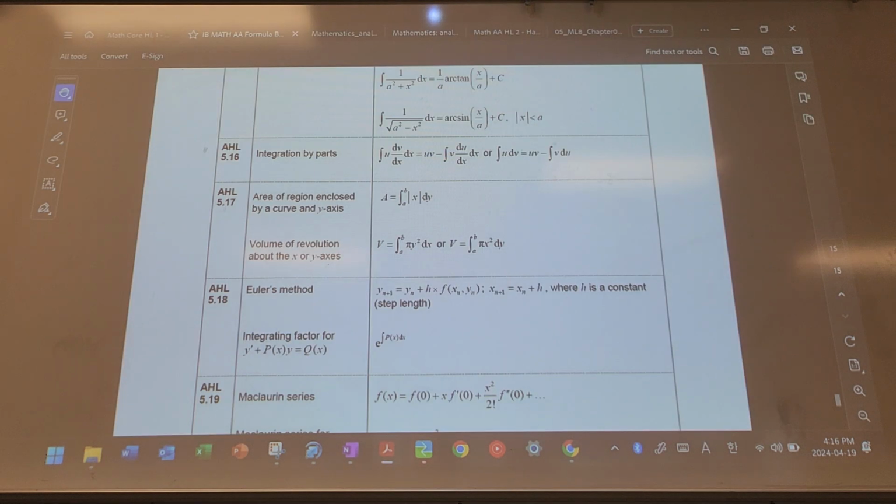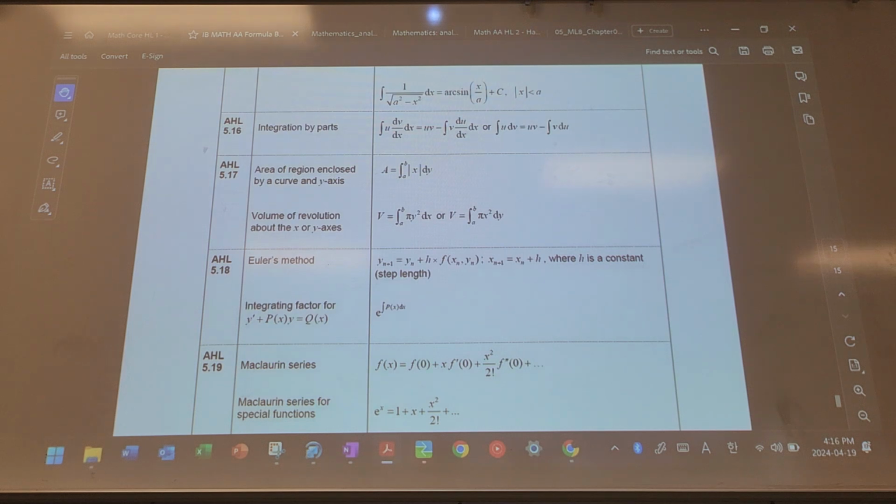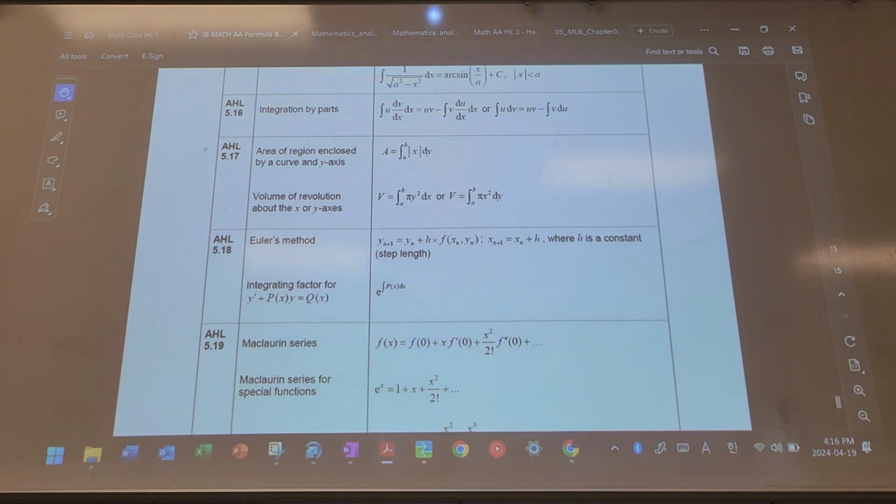Same thing for the volume of revolution about the y-axis too. It's just the other way. Same thing. Okay. All right. Any questions about the geometric interpretation?